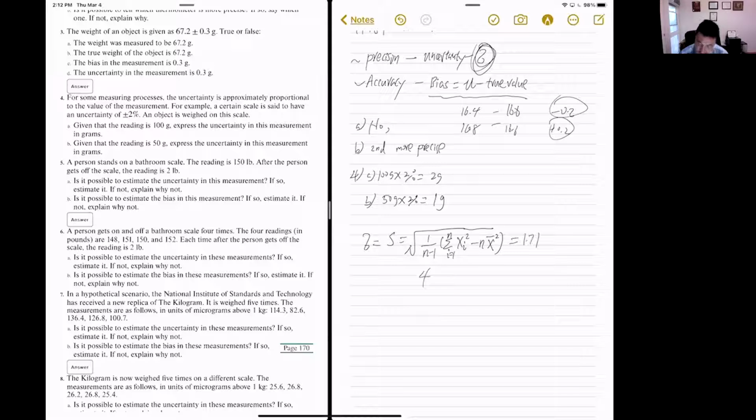1.71. Okay, so remember, S is called sample standard deviation, and sigma is called population standard deviation, which in our case is all possible measurements from the scale. Sigma we do not know, but we can use sample standard deviation S to estimate sigma. So S is 1.71. So that is the uncertainty.